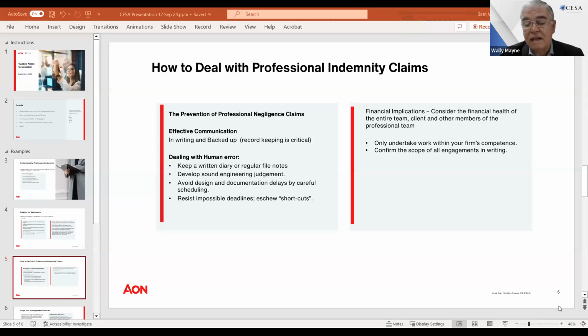Okay. Move on to our second panelist, who is Ms. Sam Varela, who will address us this afternoon on the topic professional indemnity and claims for consulting engineers. Sam is an admitted attorney and a senior legal risk advisor with the CESA affiliate Aon. And Sam is also an active member of the CESA Quality Risk and Sustainability Management Committee.